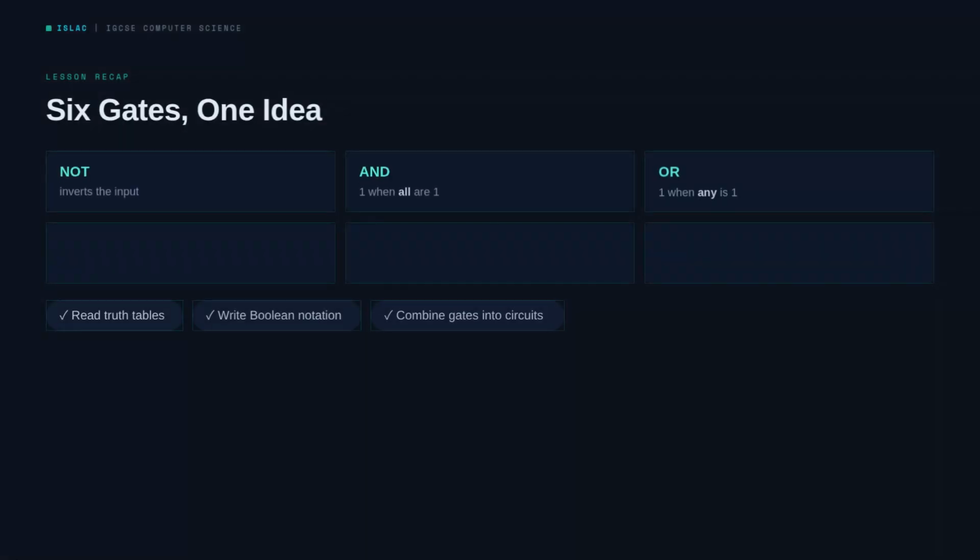Let's recap. 6 gates, NOT inverts, AND needs all, OR needs any, NAND and NOR are their inverses, and XOR fires on difference. You can read truth tables, write Boolean notation, and combine gates into circuits. You now hold the building blocks of every computer.